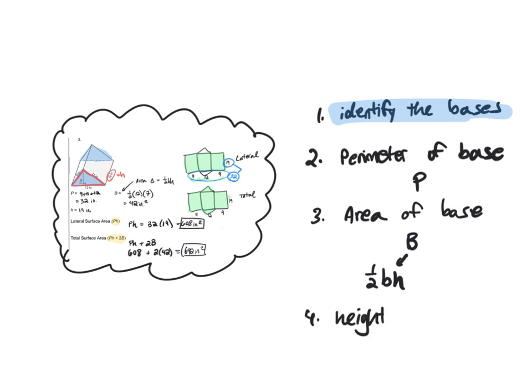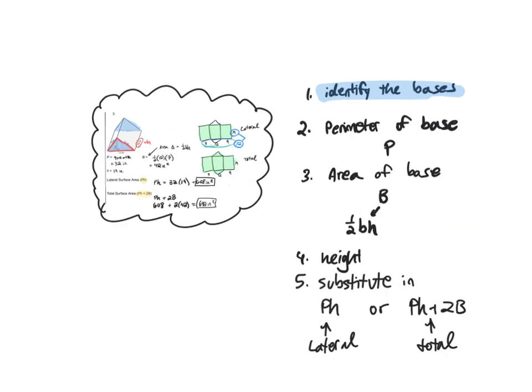Next, we find our height, and our height is going to be the distance that separates the 2 bases. Then finally, we substitute those values into our formula for the lateral surface area or the total surface area, whichever is needed. It's an easy process.